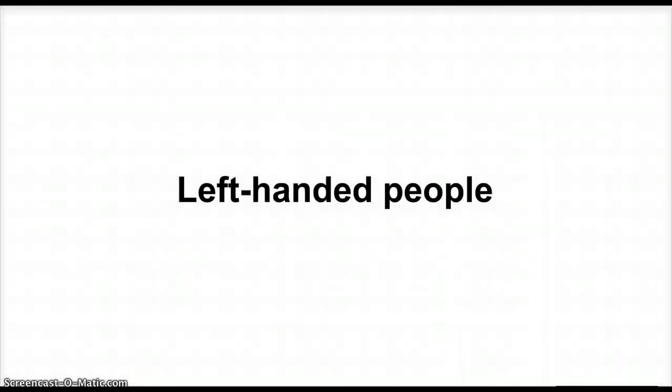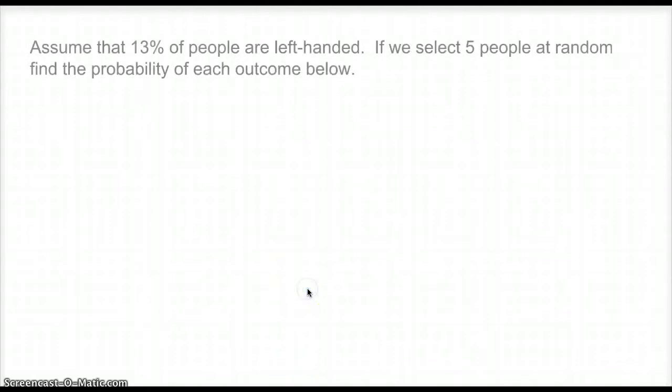So the first problem we're going to deal with is dealing with left-handed people. And it's going to take up a couple slides, but I worked each one out. So what's going to happen is a problem's going to come up, and then what you're going to need to do is pause it when you're ready.